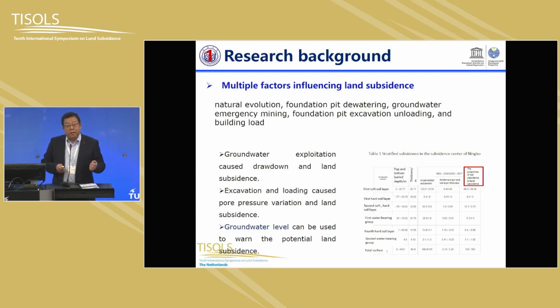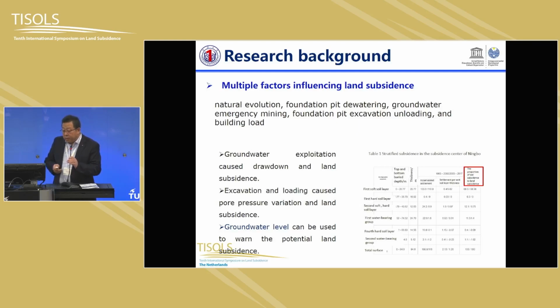We know that land subsidence has multiple influencing factors, including natural evolution, traditional groundwater pumping, foundation plate dewatering, groundwater emergency exploitation, and foundation plate excavation and load. So we can divide land subsidence into two classes. One is concerned with the groundwater level. The other is not concerned with groundwater level. When we pump groundwater, exploitation will cause a drawdown and land subsidence. And when we perform excavation and build a building, we will have a load, and the pore pressure will also increase.